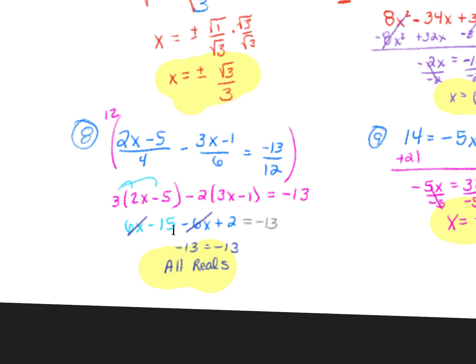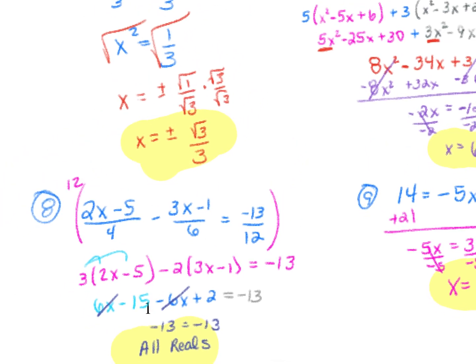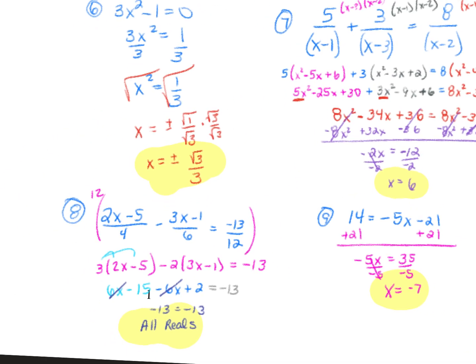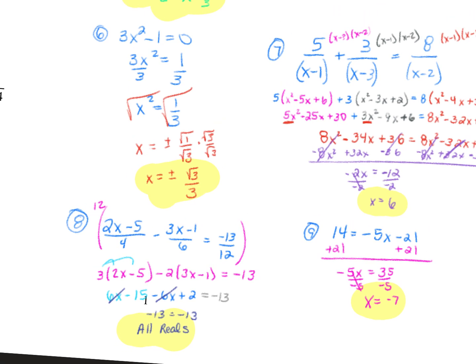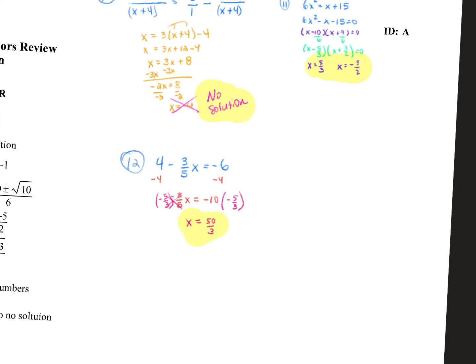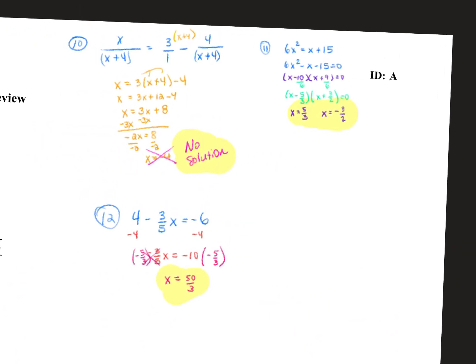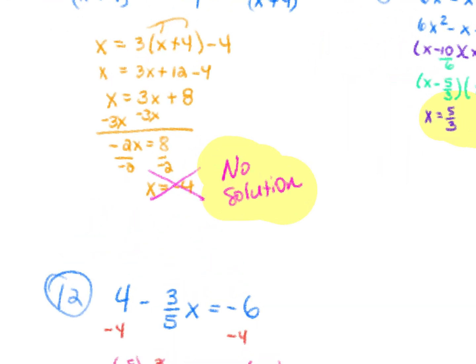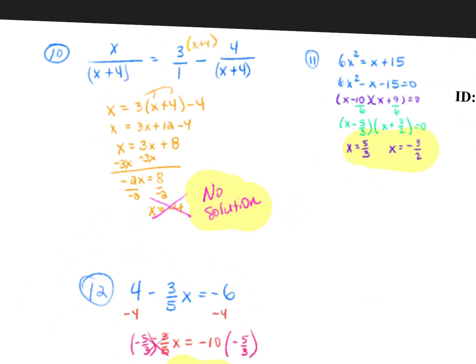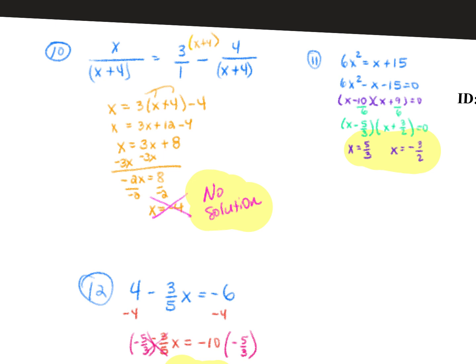Tomorrow's all solving. So everything you do, what can you do with your answer to make sure you got it right? You can plug it back in. All right, if we look at the next section, number 10, I got an answer of x equals -4. But what do you have to check when you are solving rationals? You got to make sure the denominator what? Does not become 0.